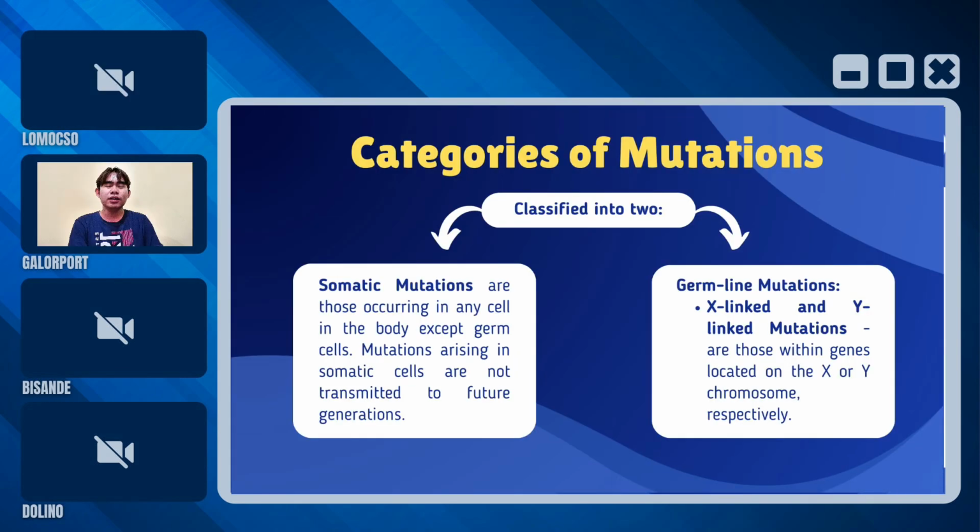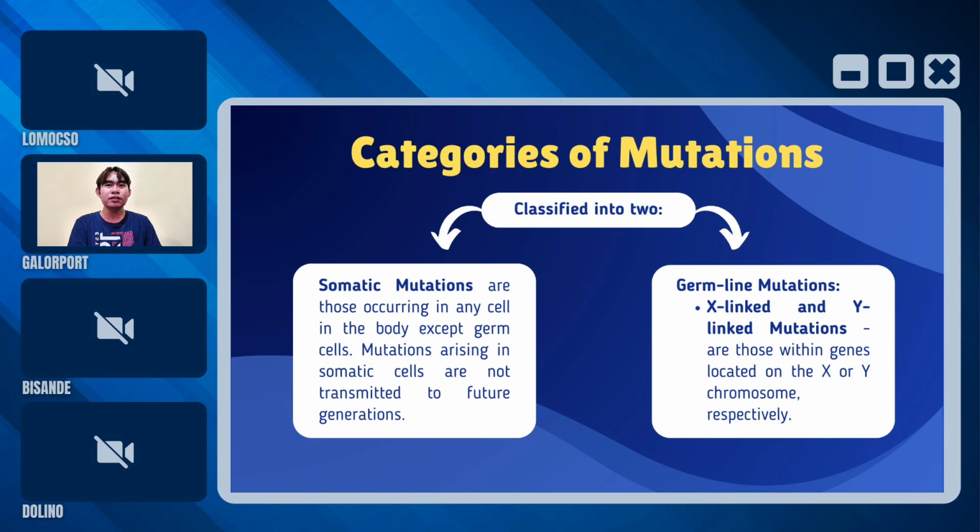Thank you so much. To continue, the mutations are also classified based on their locations. These include somatic mutation and germline mutation. When we talk about somatic mutation, this refers to any cells in the body except germ cells, like for example, your skin cells. The mutations that arise in your somatic cells are not transmitted to future generations.